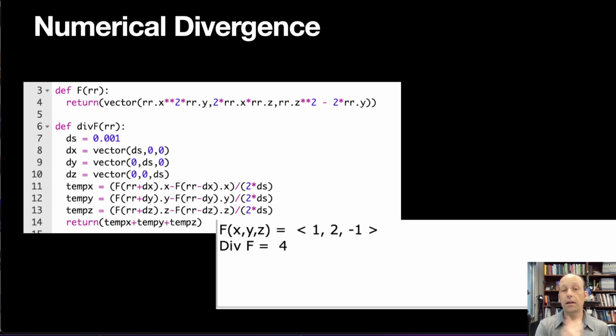So if you do that, the vector at 1, 1, 1, I think this is at 1, 1, 1, the function is 1, 2, negative 1. The divergence is 4.